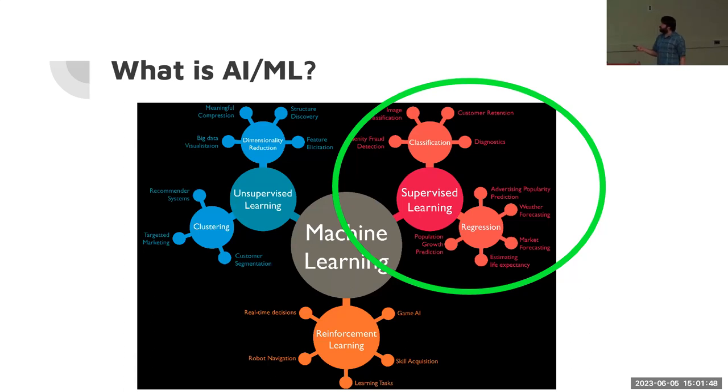And this has two branches, which you'll find very common in physics: regression, getting a number out, and classification, which would be like cats and dogs, or for one of my projects, this detector is performing good, this detector is performing bad. So that's all in supervised learning.